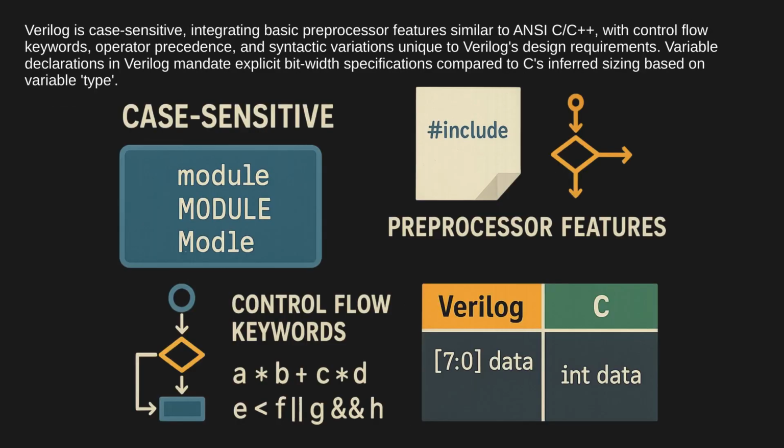Verilog is case-sensitive, integrating basic preprocessor features similar to ANSI C and C++, with control flow keywords, operator precedence, and syntactic variations unique to Verilog's design requirements. Variable declarations in Verilog mandate explicit bit-width specifications compared to C's inferred sizing based on variable type.